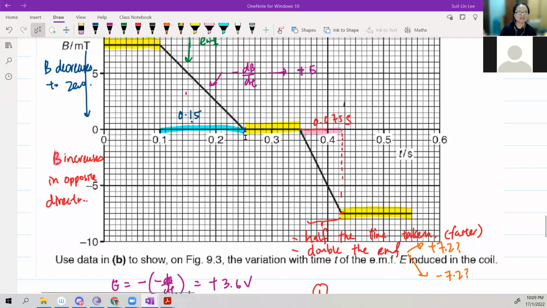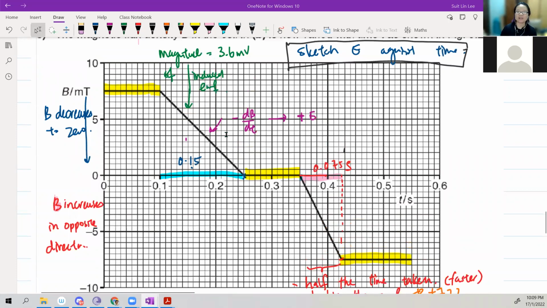Not sure. Okay. So let's ask ourselves, what is this gradient? Positive or negative? Or you could also just ask yourself, is this gradient the same sign as this gradient? Is it the same sign? They're both going down, right? Same sign. So this one is still negative dB/dt.